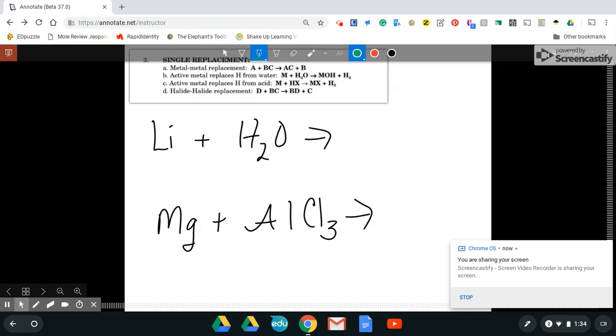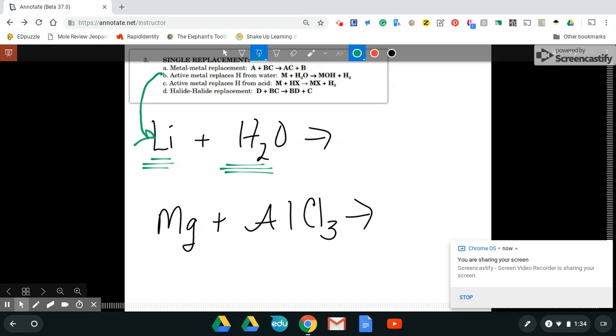All right, let's look at a single replacement reaction. First of all, you know it's a single replacement when you've got this element hanging out by itself. So now look at what it's trying to combine with. It's trying to combine with water. So that means that it has to be following B. So we're going to look at the rule for B.